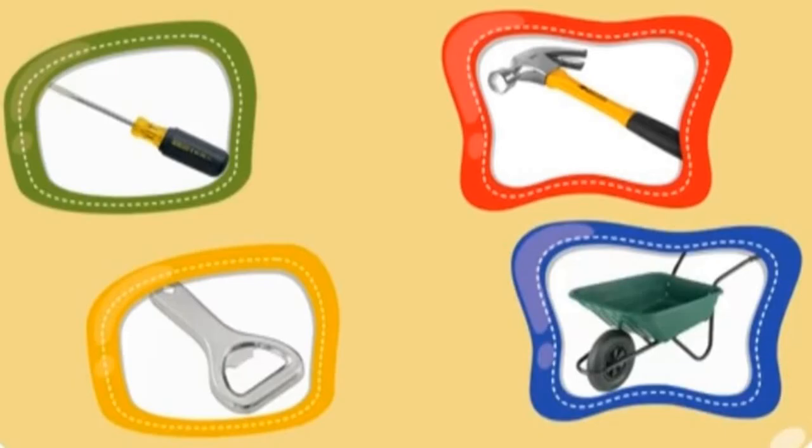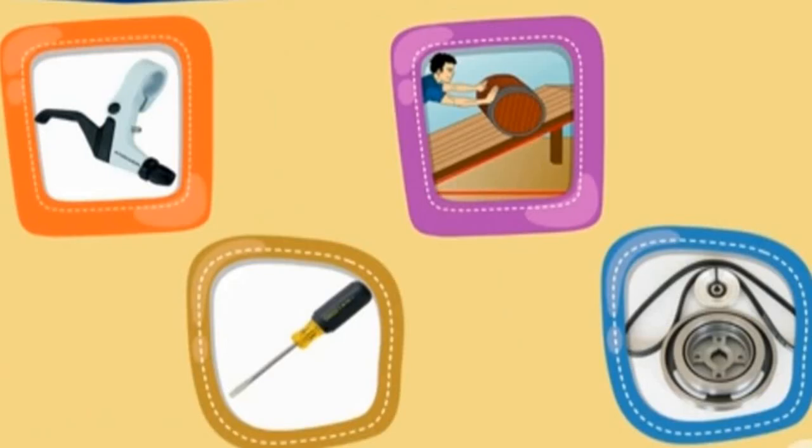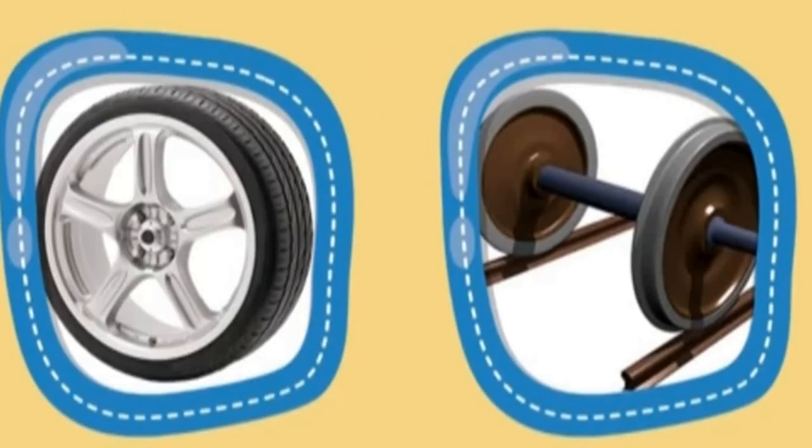Screwdriver, crowbar, bottle opener, wheelbarrow, plier, knife, wrench, etc. are simple machines. Simple machines have a few parts only and are easy to use. The basic types of simple machines are lever, inclined plane, screw, pulley, wheel and axle.